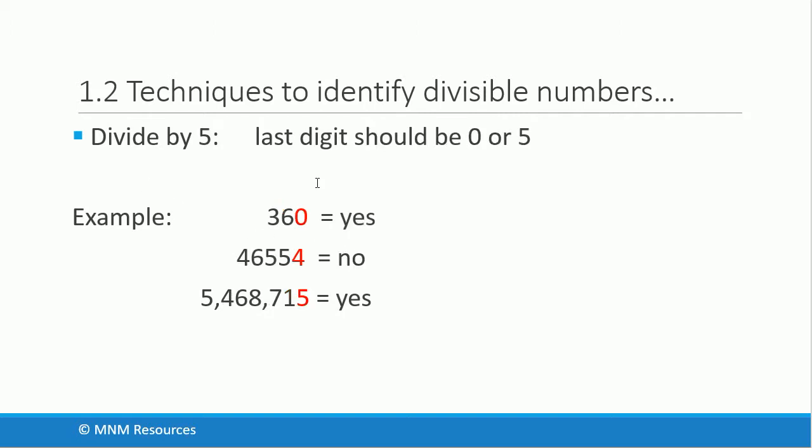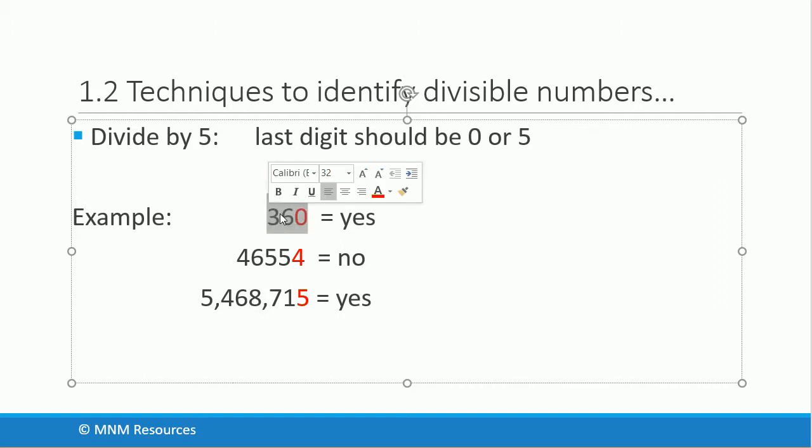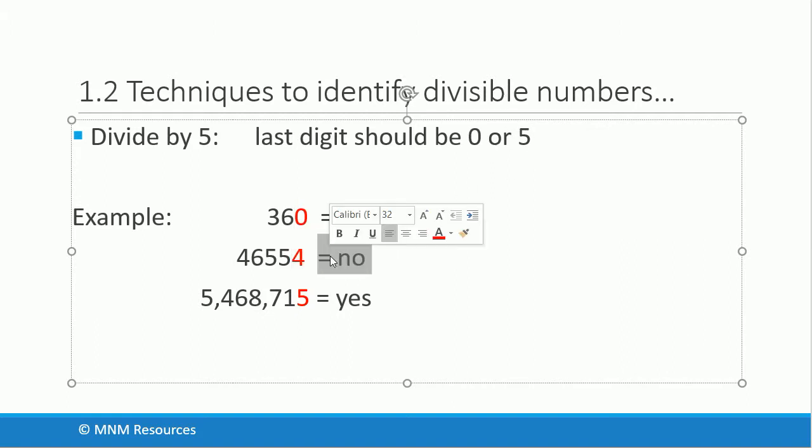If you are asked to identify whether a large number can be divided by 5, the tip is to see whether the last digit is a 0 or a 5. So if the last digit is a 0 or a 5, you can confidently say that that number can be divided by 5. So 360, the last digit is a 0, that's a tick. So 360, yes, can be divided by 5. 46,554, the last digit is a 4. It's not a 0, it's not a 5, so no, you can't divide it by 5.